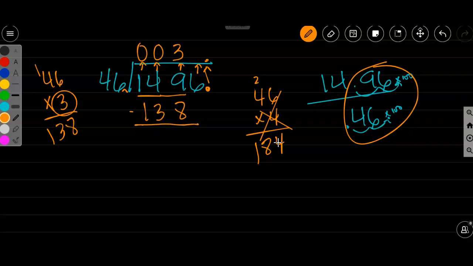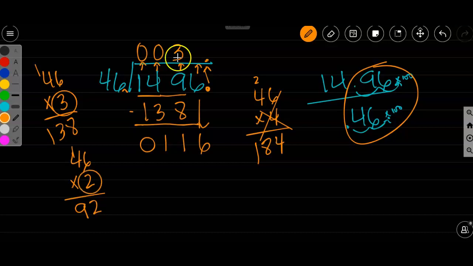Let's take that out. 9 minus 8 is 1. 4 minus 3 is 1. Of course, that's 0. So we have 11 left over. Let's bring down that 6. Okay. So if we have 116, can we make groups of 46? Absolutely, but 3 is too many. That's 138. So let's see what 46 times 2 is. That's 12, 8, 9. That's 92. That's going to work. So we have a 2.